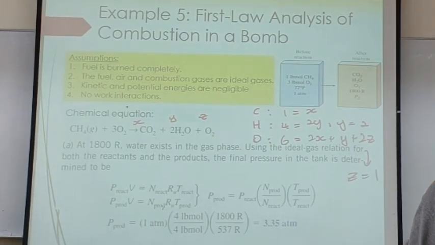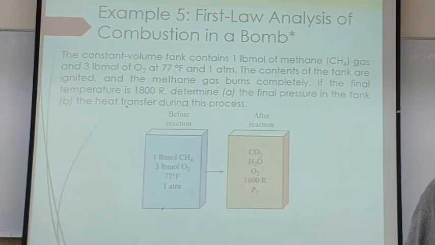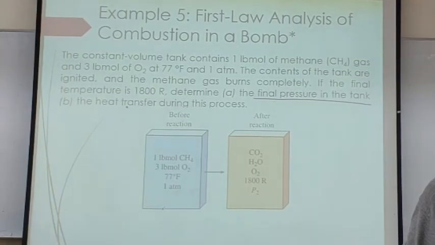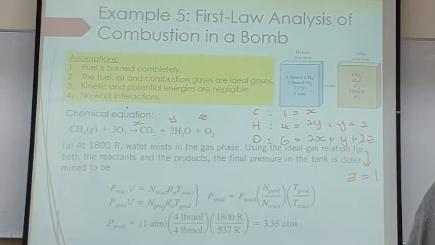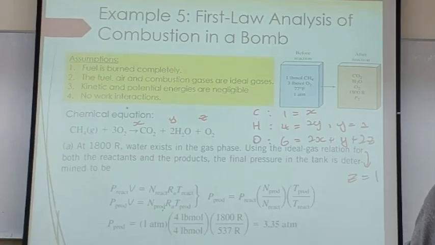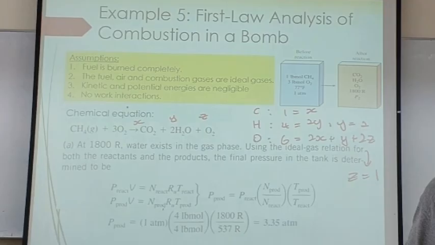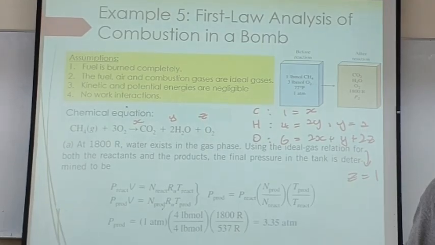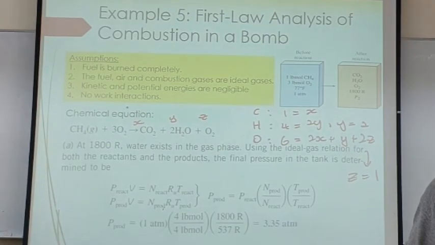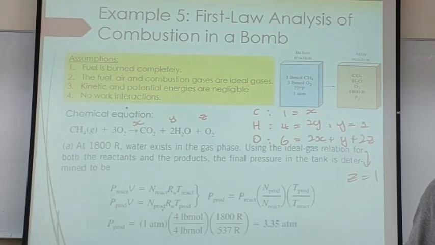Okay, now we look back at the question. Part A asks you to find the final pressure of the tank. Very straightforward. If you don't know what to do, use the ideal gas equation. Here they use the ideal gas equation to find the final pressure, because you know the initial pressure, the initial temperature, and the initial volume. We don't know the volume on both sides, but we know the volume should be constant.